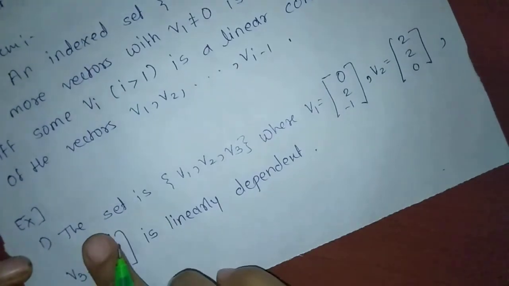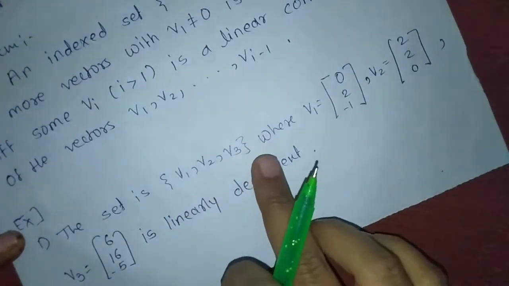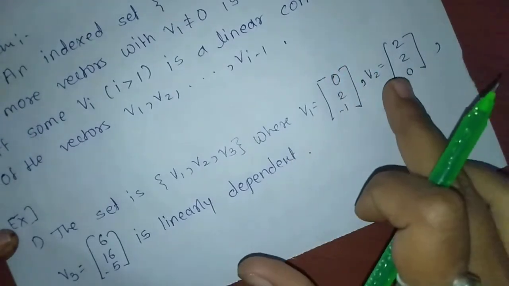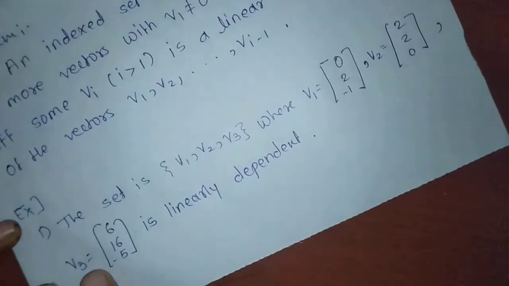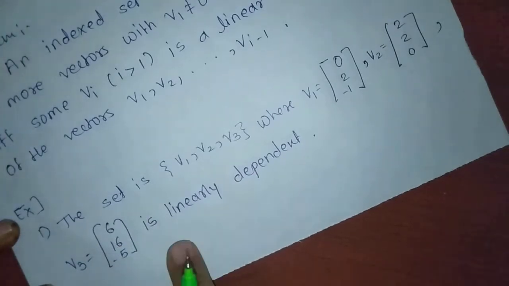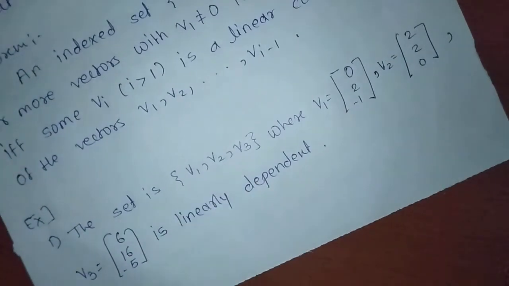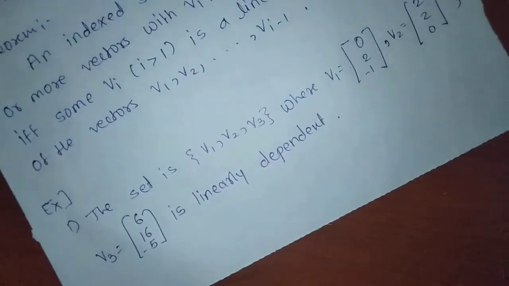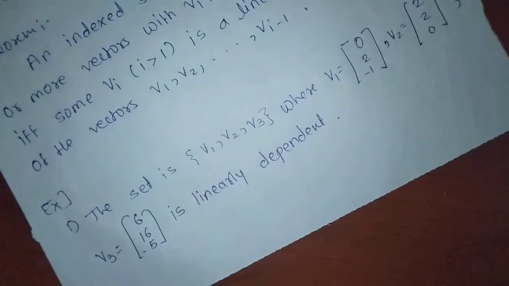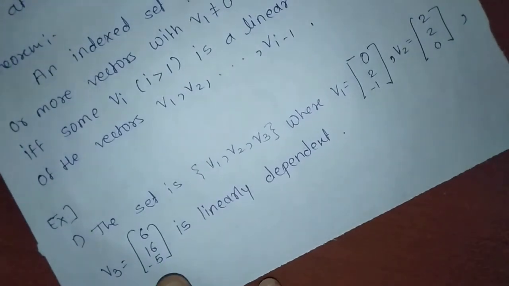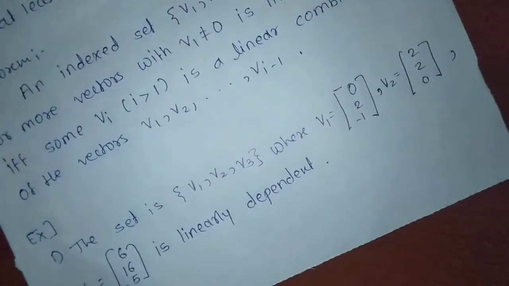Next example: the set v1, v2, v3, where v1 equals (0, 2, -1), v2 equals (2, 2, 0), v3 equals (6, 16, -5), is linearly dependent. We have solved this example in two ways. First, we write c1 v1 plus c2 v2 plus c3 v3 equal to 0. Another result is that if any vector is a linear combination of the other vectors, then these vectors are linearly dependent.